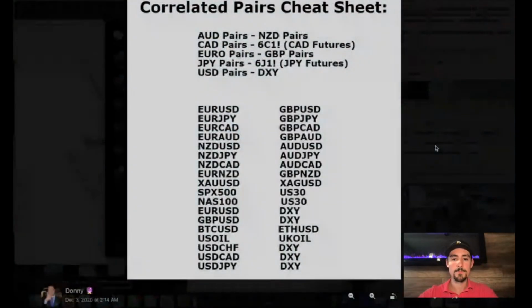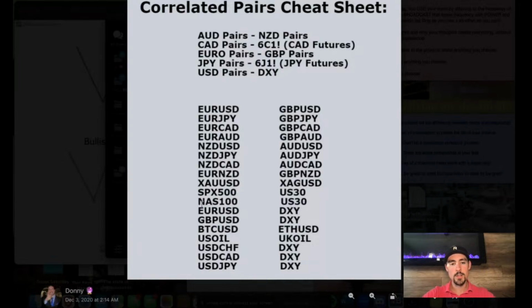Okay, so this is it right here. So take a picture of this. I mean, this is an old cheat sheet, so I would say mainly focus on... Yeah, I mean, this is good. Yeah, you can take a picture of this.